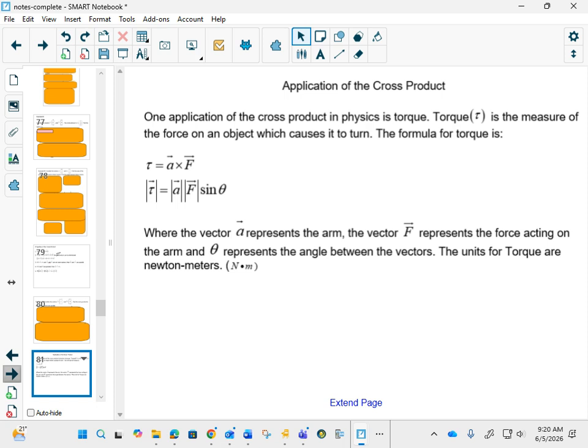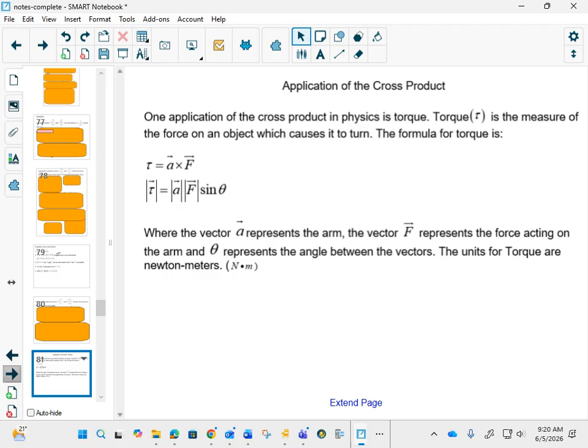So, there's your torque formula with vectors. Your torque formula is one vector cross product with the other one. In other words, it is the length of the one vector times the length of the other vector times the sine of the angle in between.